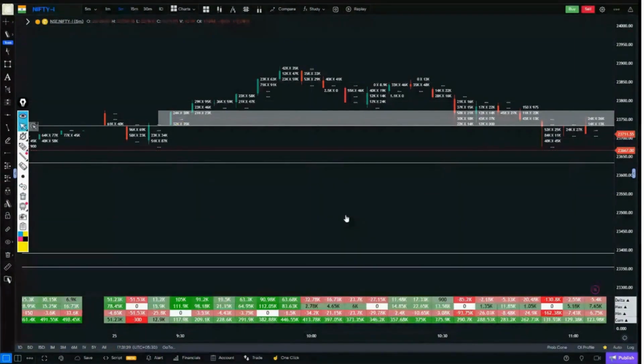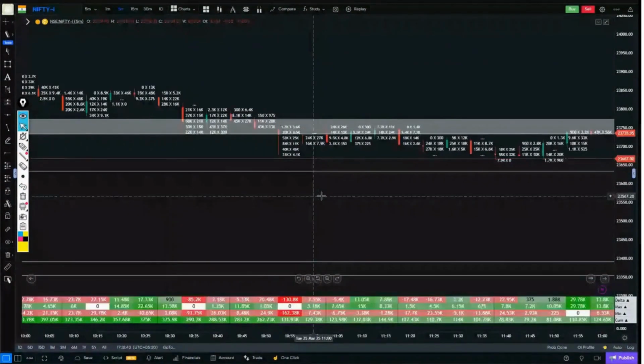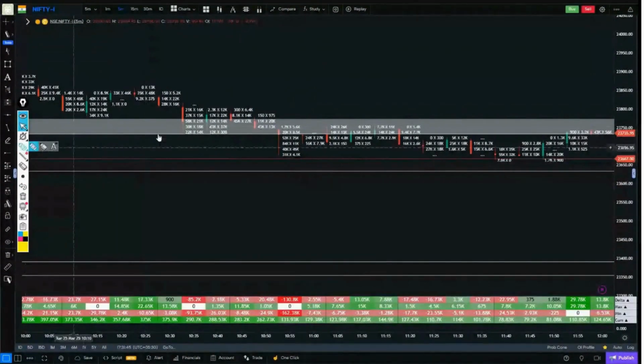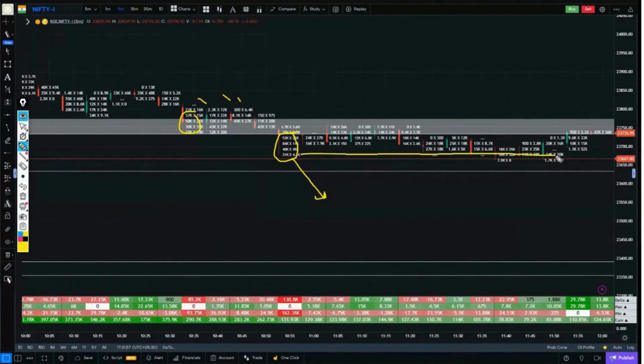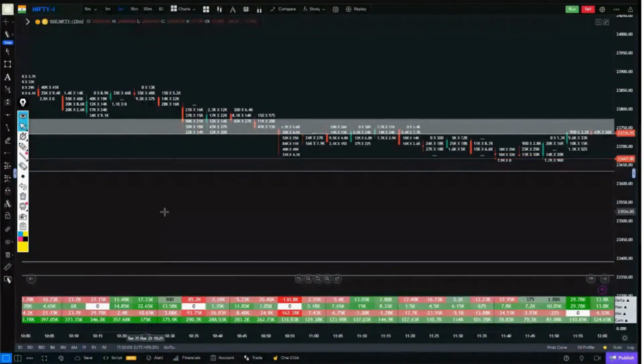Selling came, but it was light, and it was absorbed here. Again, another selling came, but even after the selling, the price didn't go down, meaning it stayed within the same range. So there was selling, but the price wasn't able to move as much as it should have.